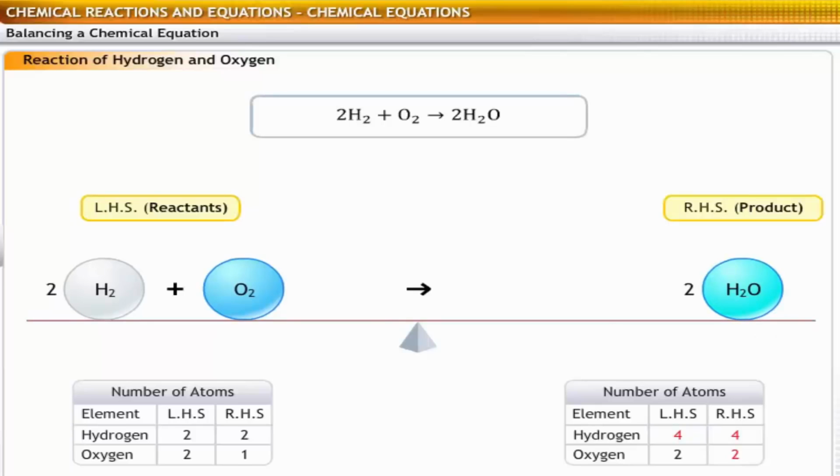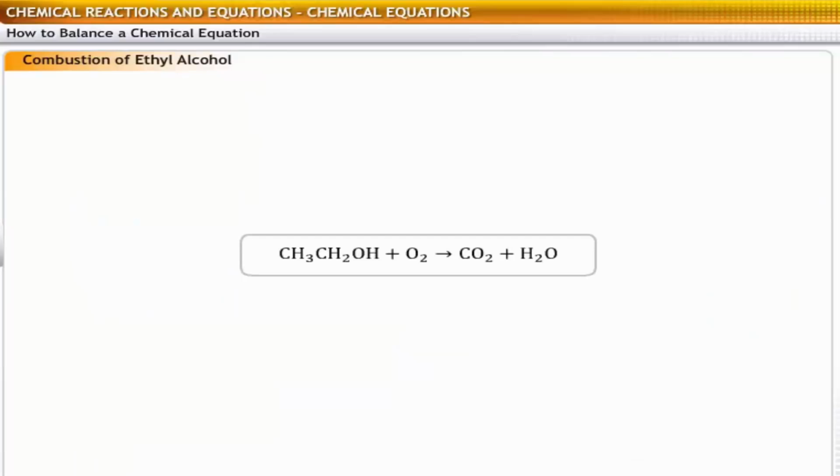Now, let's take a look at the final equation. The atoms of each element on the left and on the right hand side of the equation are now balanced as per the law of conservation of mass. According to the final balanced equation, 2 molecules of hydrogen react with 1 molecule of oxygen to form 2 molecules of water. Let's practice further on balancing equations with another example.